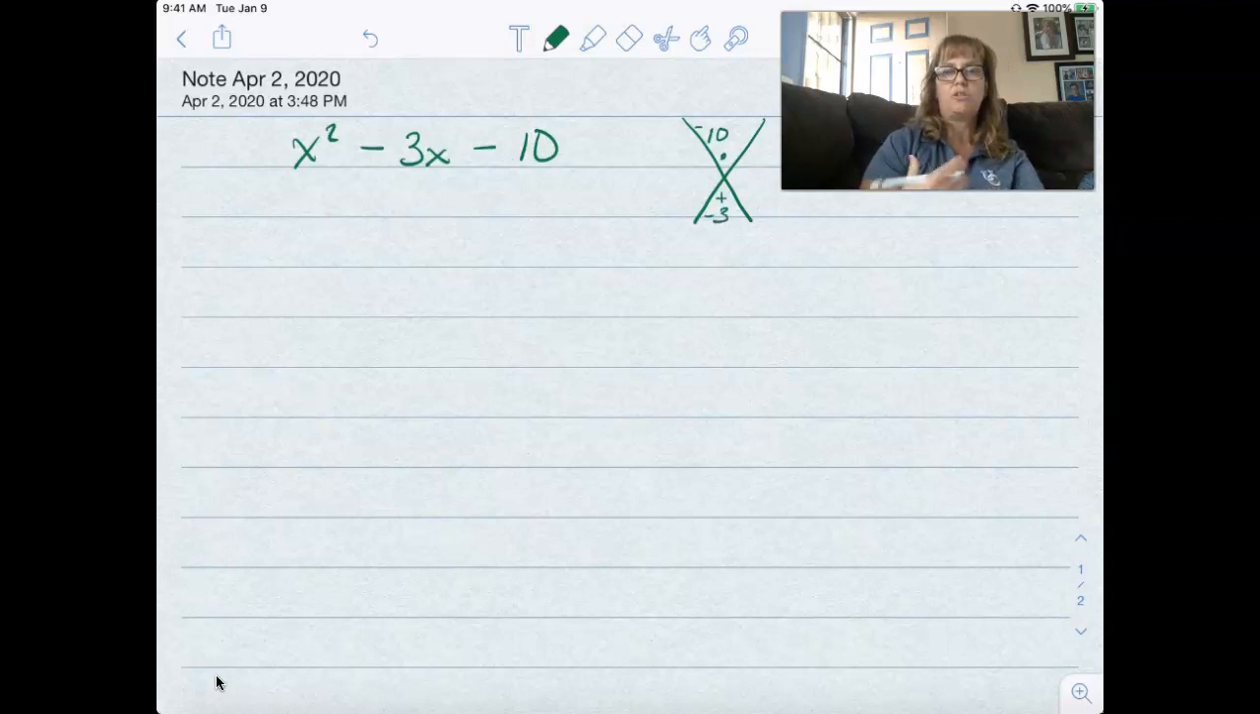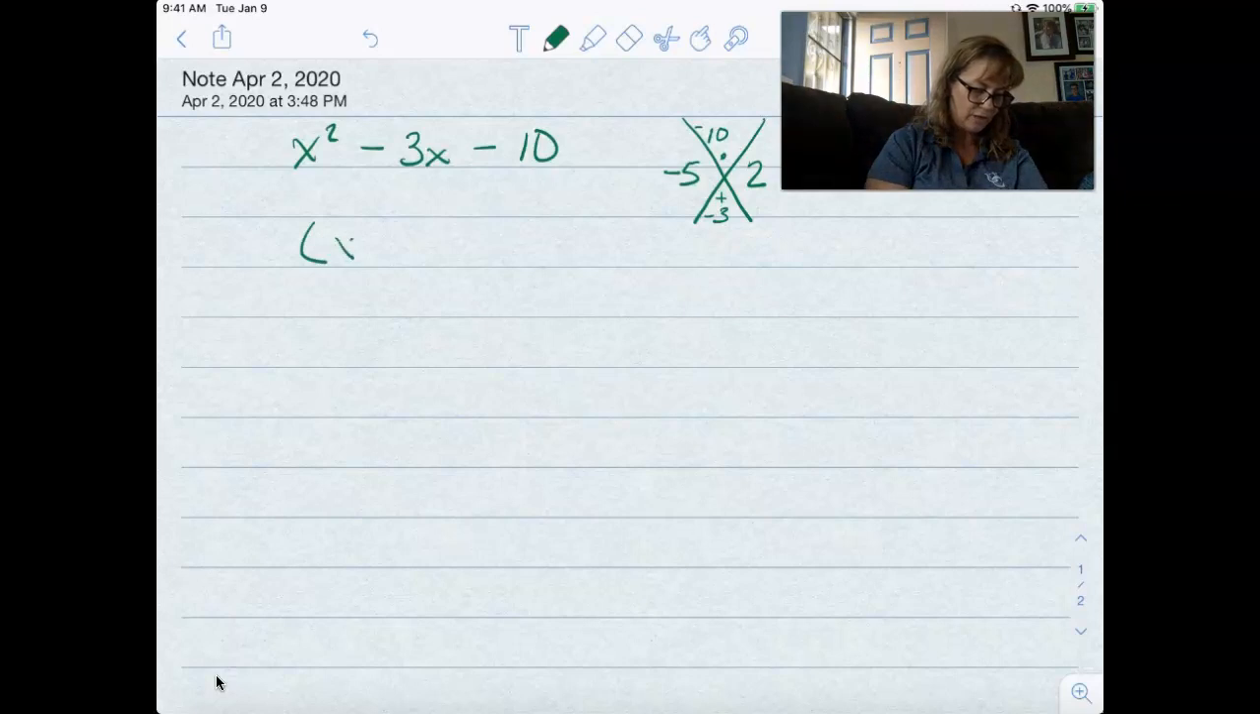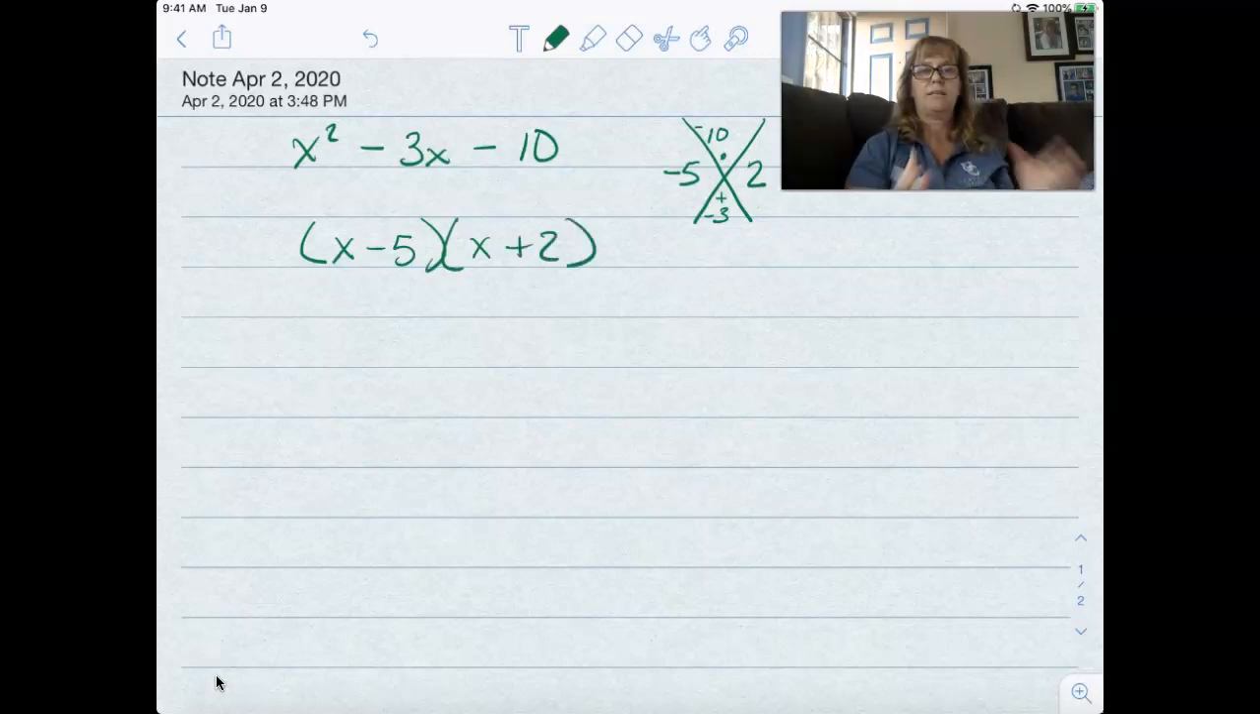And when you did that, you would have found that it would have been a negative 5 and a plus 2 that would have satisfied this. And so therefore, your factoring was x minus 5 and x plus 2. All right, that's what we did last lesson.